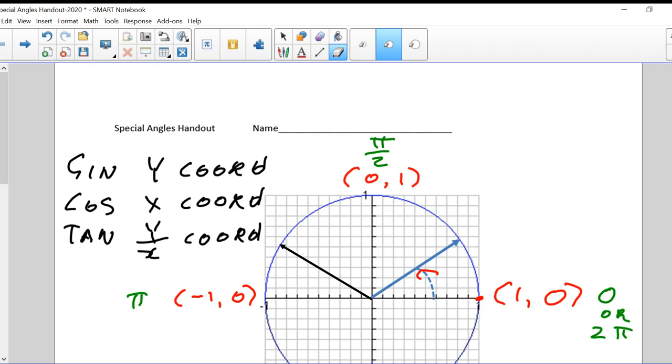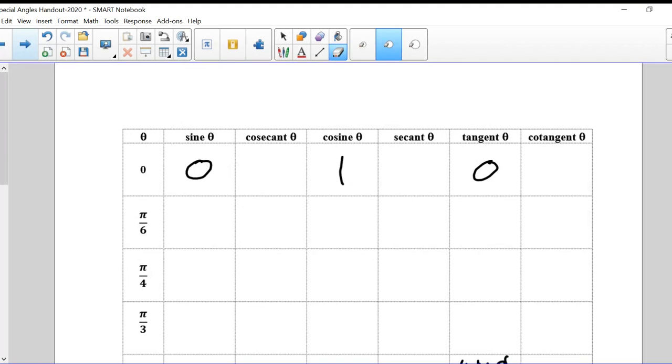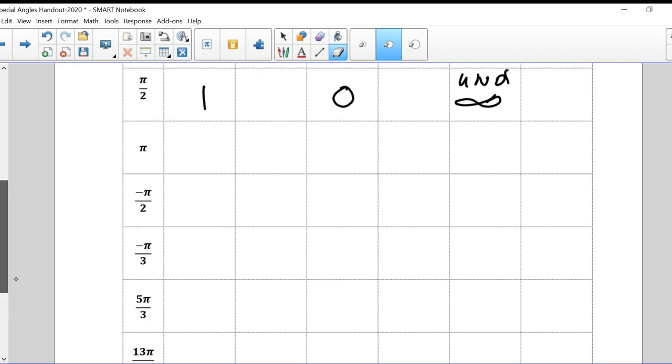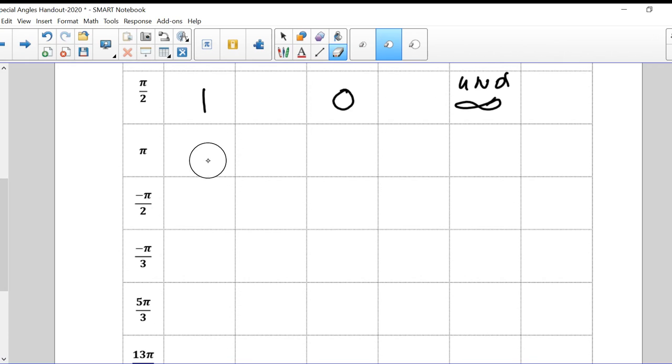Without me giving you the answer, who can tell me what the sine of pi should be based on what we just said? Sine, remember, is your what? Absolutely, Alexa. Well done. It should be 0. So let me go back down for pi and put in 0 for sine.